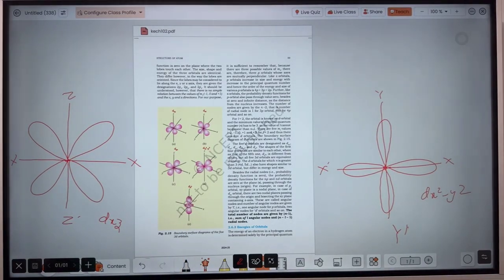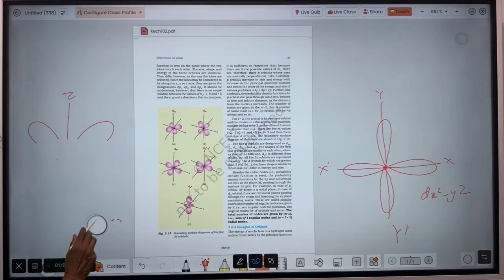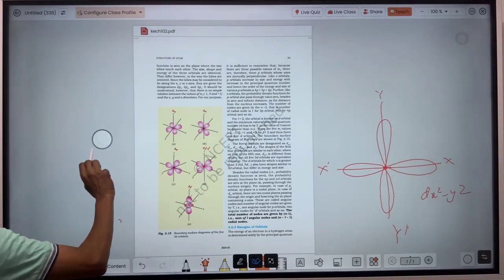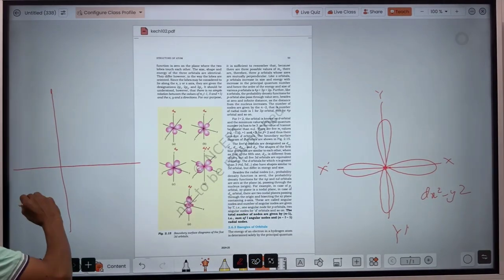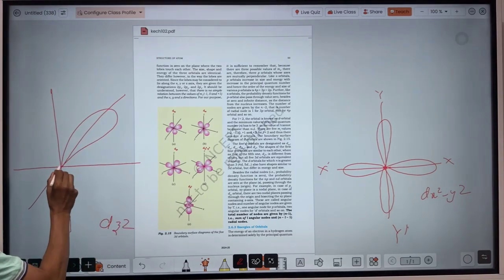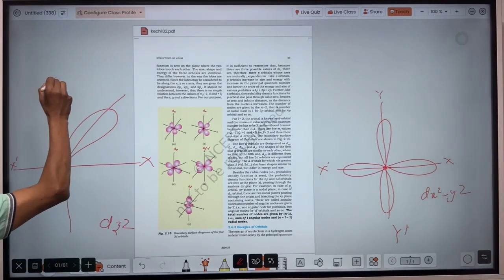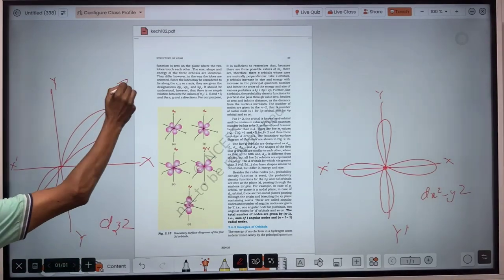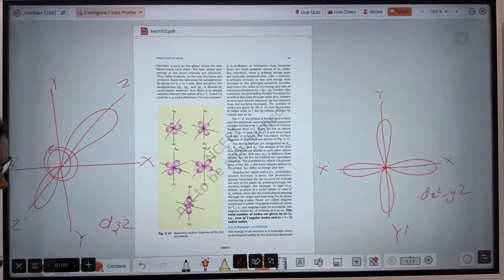And let's see about dz square. What about the dz square? X-axis, y-axis and z-axis. So dz square. So one lobe will be along this z-axis and another one here. It is x, it is y, it is z. So one lobe will be along the z-axis and another lobe will be along this origin, this one. So it is of dz square.